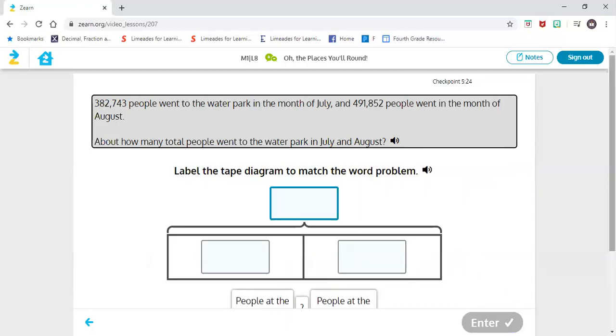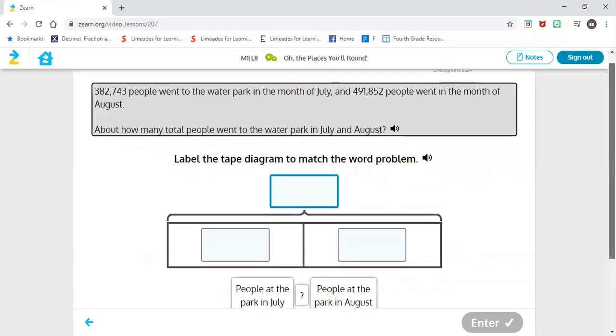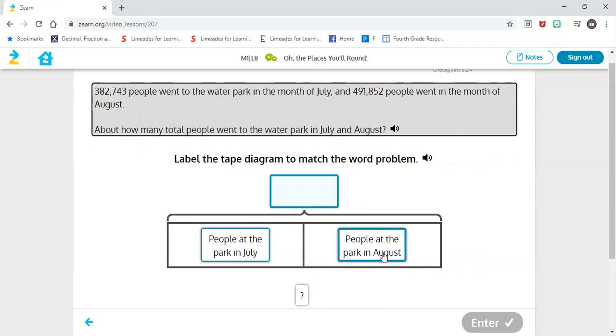Okay, so I'm going to use this tape diagram on this word problem. So at the top, see how this arrow is covering the entire diagram? So that has to be my total. So in one part, I know the number. I know how many people went to the park in July. The second part of my tape diagram, I know how many people went to the park in August. Now, what I don't know yet is how much this equals all together. So that's what I'm going to try to figure out.